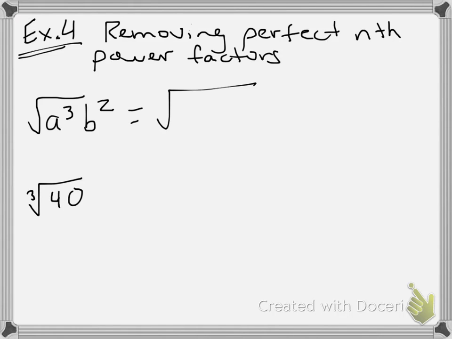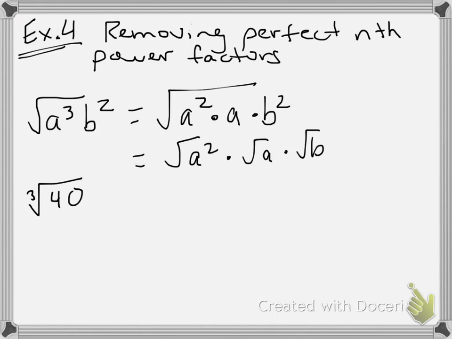So we can rewrite this as a squared times a, times b squared, which is the same thing as the square root of a squared times the square root of a times the square root of b squared, which is just ab square root of a. That's as low as we can go.